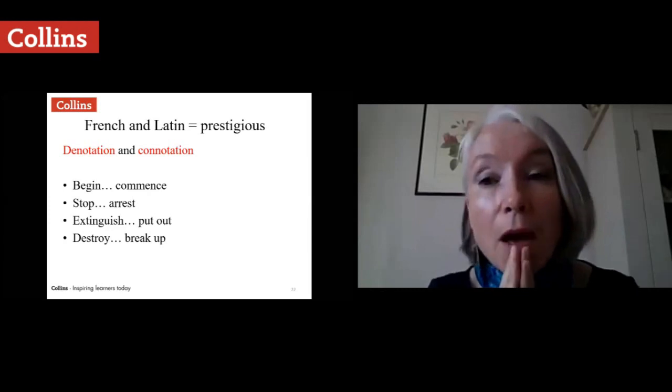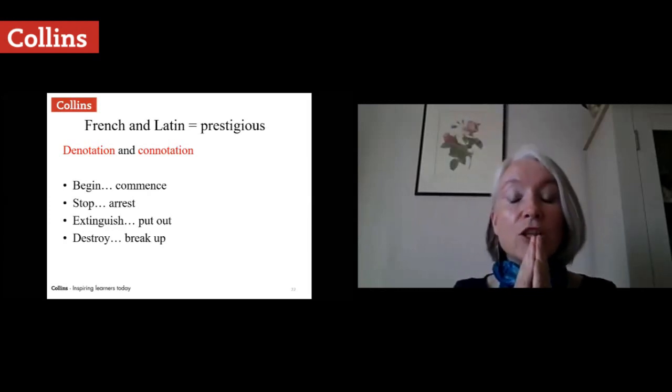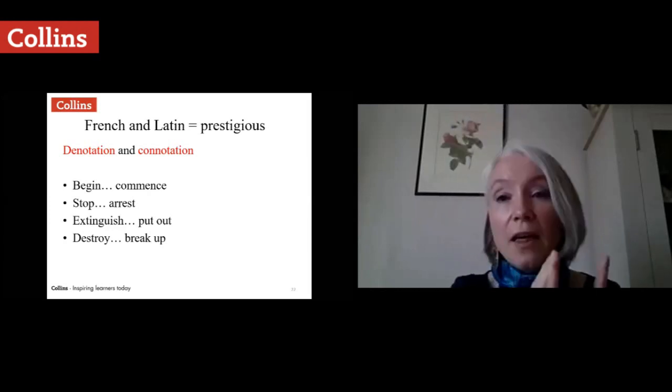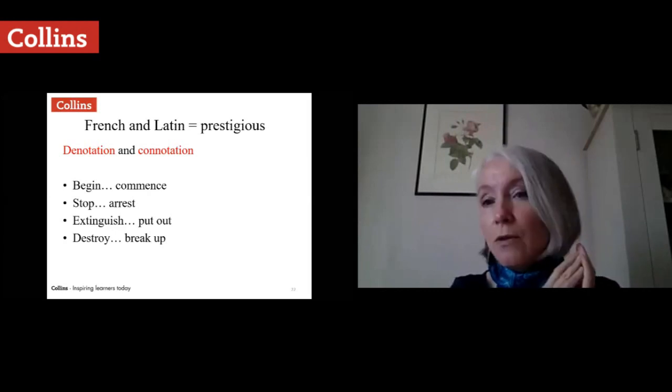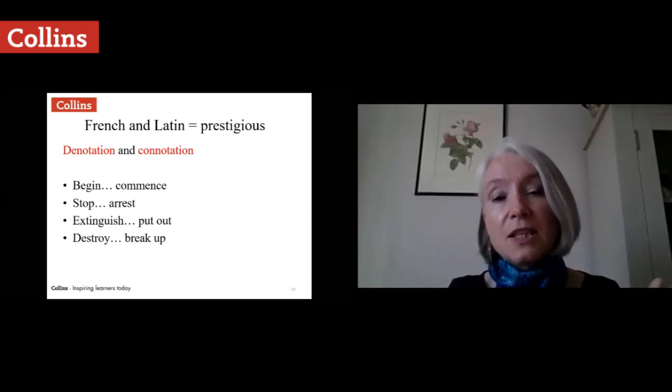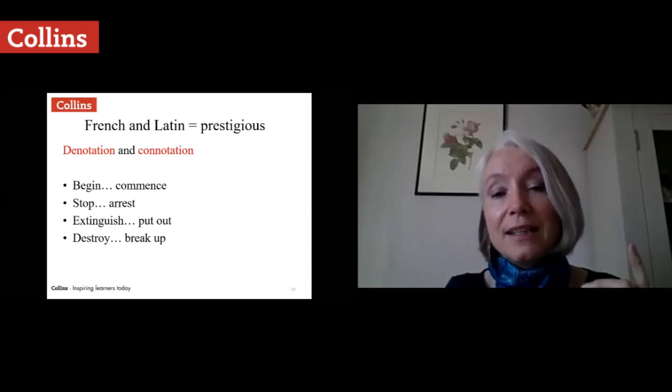Now, not only are extinguish and destroy and the other single word alternatives, all phrasal verbs have them, higher status because they come from French and Latin.